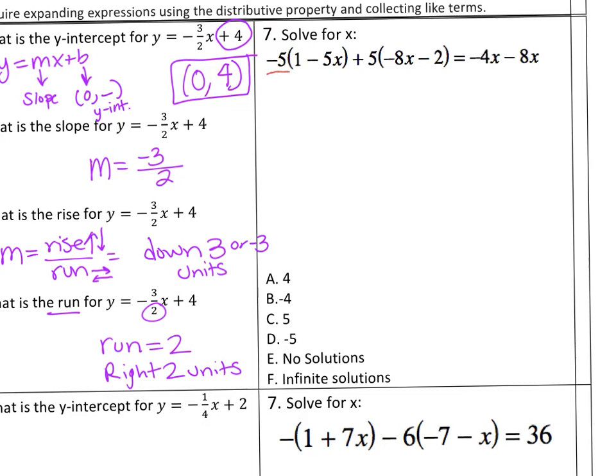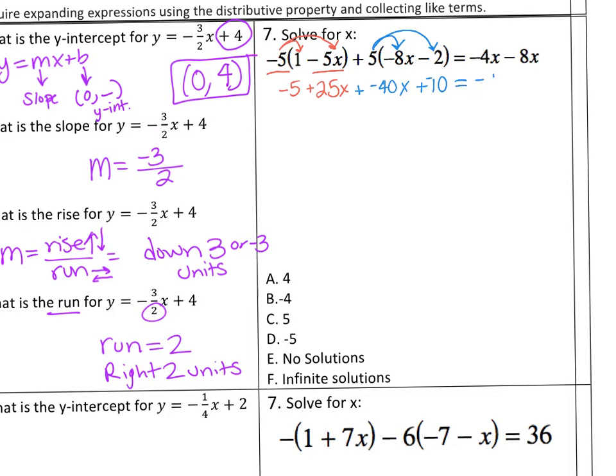When there's a term outside of a parentheses, you have to distribute it by way of multiplication to both terms. -5 times -1 is 5. -5 times -5x, because those are both negative, is positive 25x. Then do the next one. 5 times -8x is -40x. And then 5 times -2 is -10, or you could do plus -10.